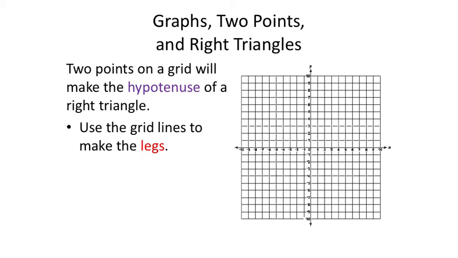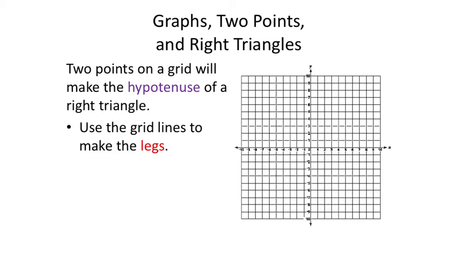So we have to be able to do this on graphs as well, and it's so fun. So 2 points on a grid will make a hypotenuse of a right triangle. In fact, if you've ever connected 2 points on a graph to make a line segment, then it's possible that you've seen the right triangle that's created from those. But you'll see that the grid lines will make the legs, and actually the grid lines will make the 90-degree angle mark for us as well.